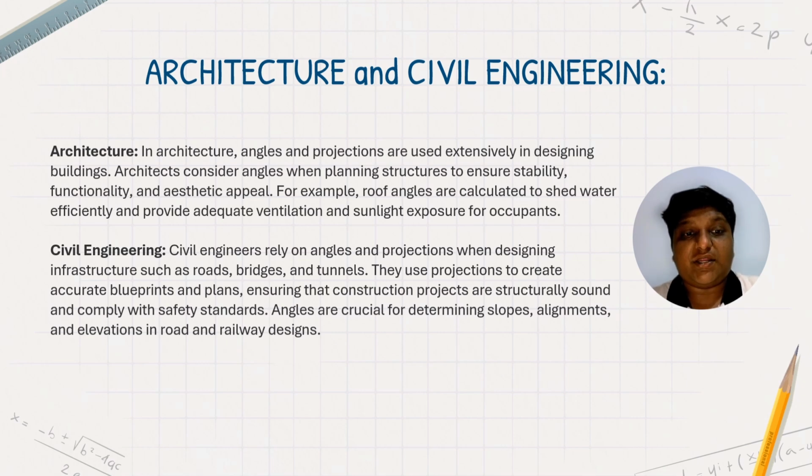Civil engineers rely on angles and projections when designing infrastructure such as roads, bridges, and tunnels. They use projections to create accurate blueprints and plans, ensuring that the construction projects are structurally sound and comply with safety standards. Angles are crucial for determining slope, alignments, and elevations in road and railway design.